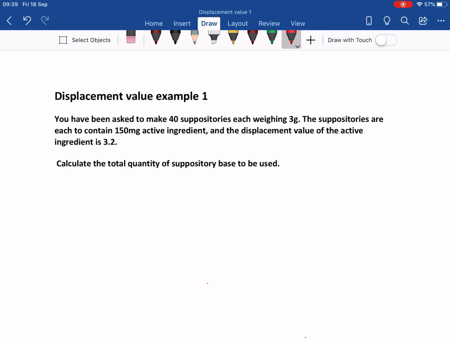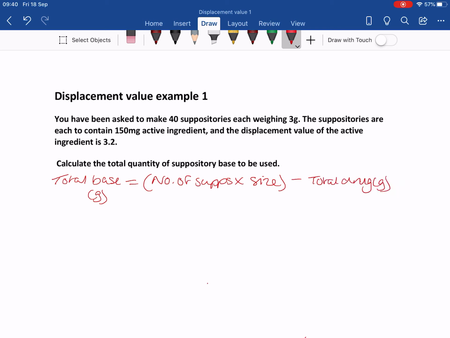There's an equation for this, which is that the total amount of base in grams is equal to the number of suppositories multiplied by the suppository size, minus the total amount of drug in grams, divided by the displacement value.